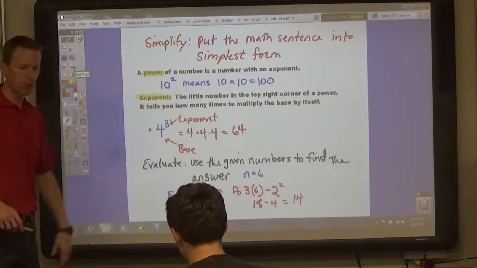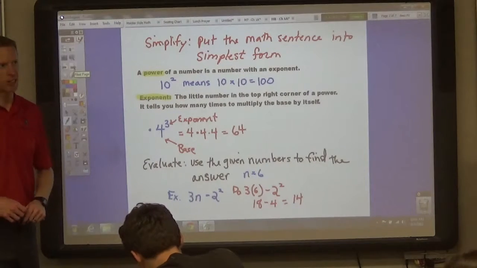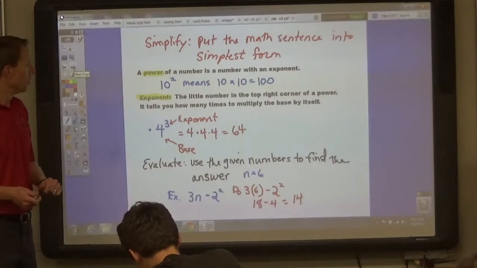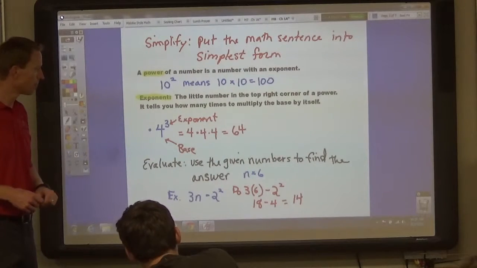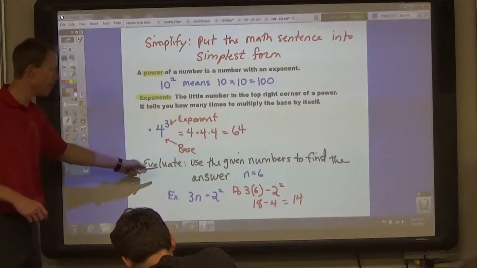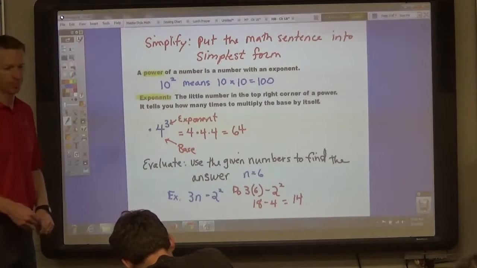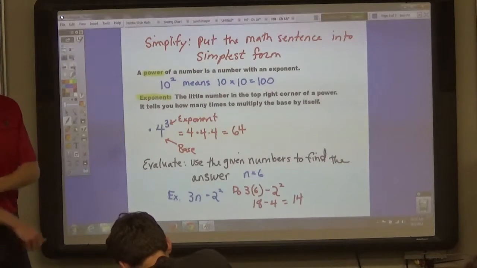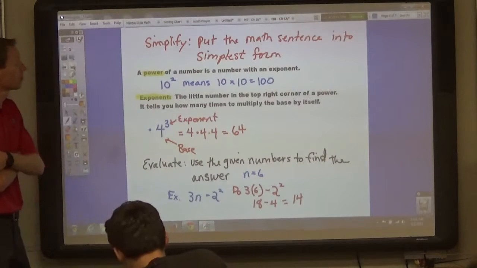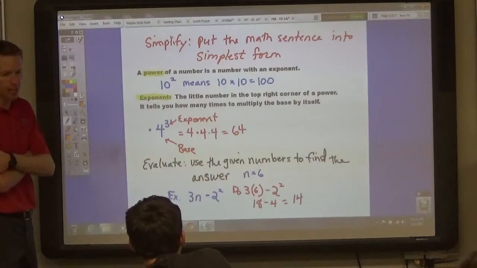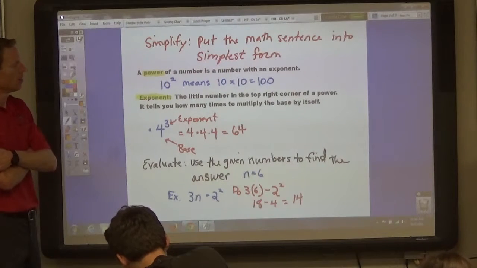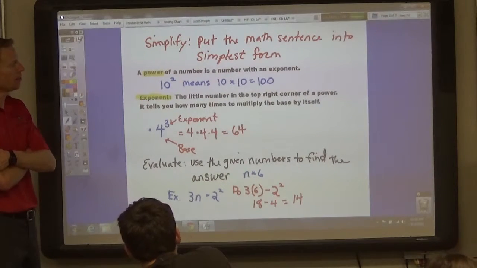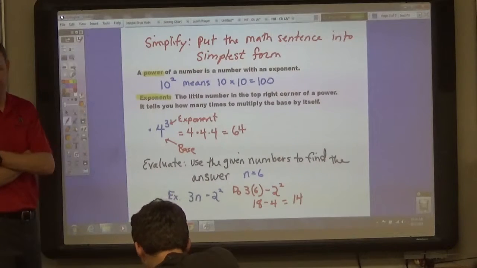Then, the next part of this lesson gets us into some of the meanings of powers of numbers, which are exponents, and the terms simplify and evaluate. Alright, this is still in lesson 1. If it says to simplify something, simplify the expression. That means to put the math sentence into its simplest form.